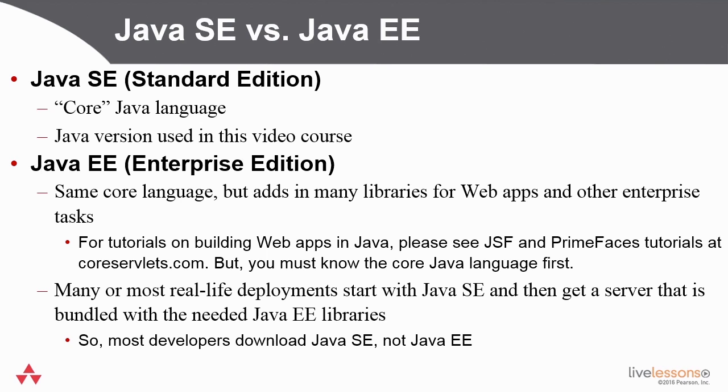Now, in real life, you're very likely to do enterprise applications. Web applications and other enterprise applications are the most common application area of Java. However, even though you're likely to do enterprise applications in real life, you should still download the standard edition, Java SE. The reason is most people implement enterprise applications in Java not by downloading Java EE, but by taking Java SE and then pointing at the enterprise libraries that come bundled with their application server, where an application server is something like JBoss or WebLogic or WebSphere or Apache Tomcat. So the long and the short of it is, download Java SE to start with.